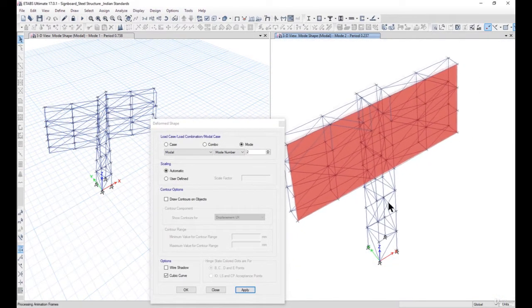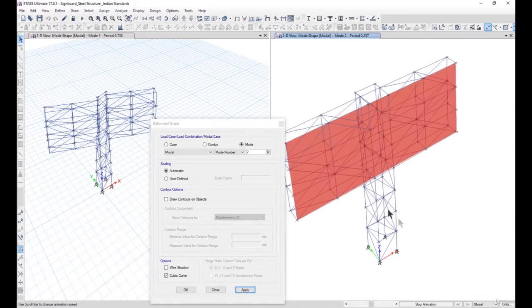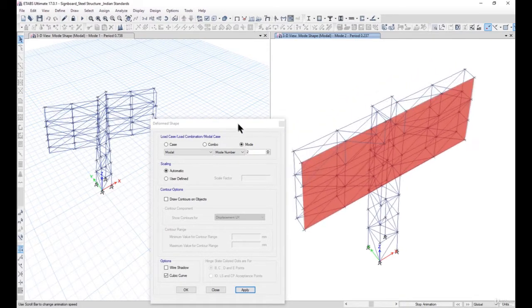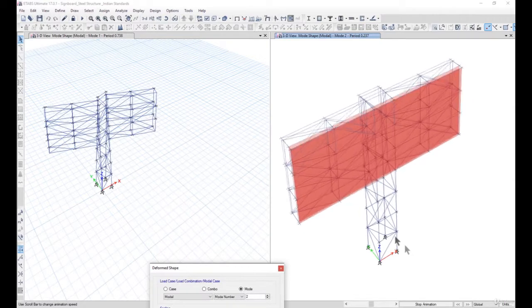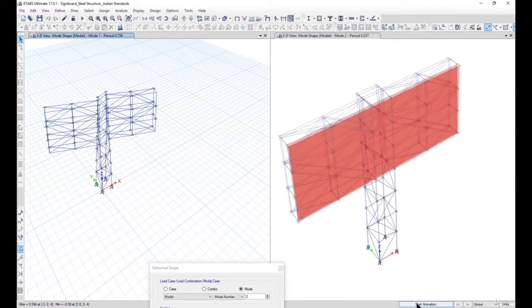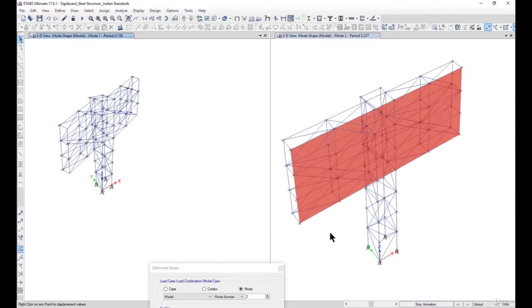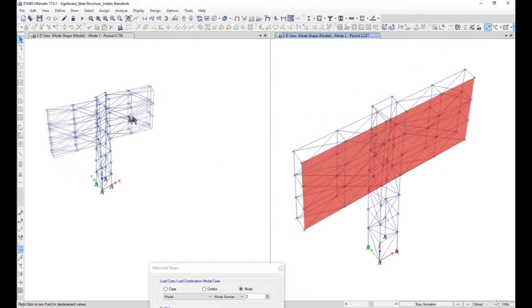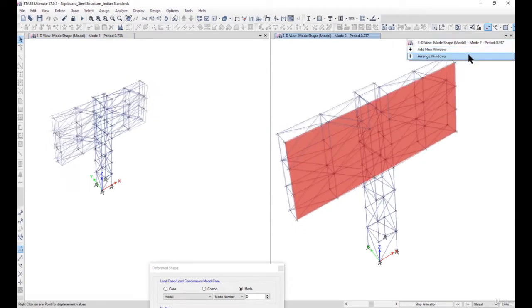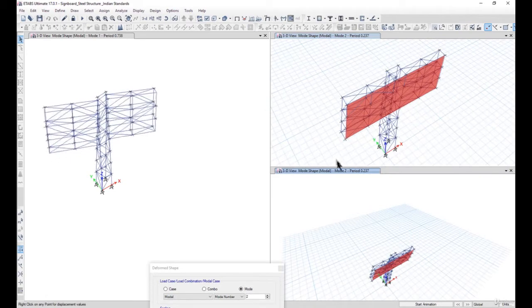The second mode is a translation mode. That is, the sign board is translating along the y-axis, whereas in this case the first mode is a torsional mode. And then we will check the third mode.